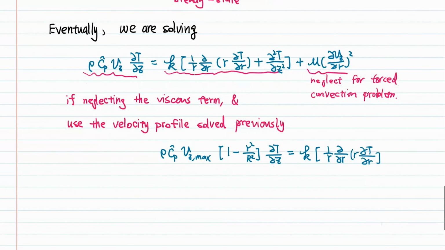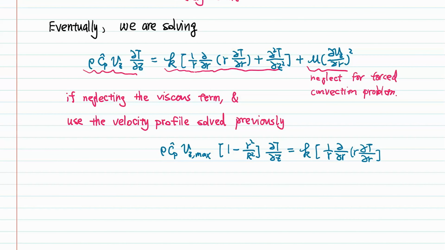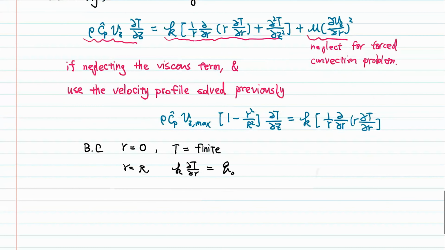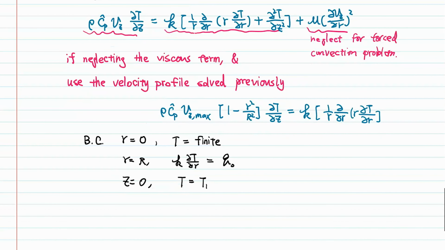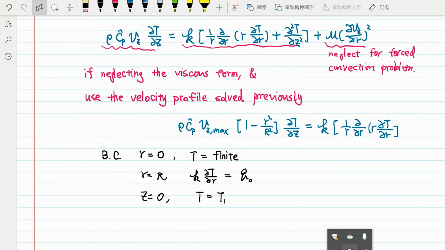Okay, so we want to solve this with the boundary conditions. So boundary conditions, we have when R equals to 0, the temperature should be finite. And when R equals to R, we know that the thermal conduction part should equal Q naught, the constant. And when Z equals to 0, the temperature should be the entrance temperature. Okay. So let's take a small break and we'll come back later.